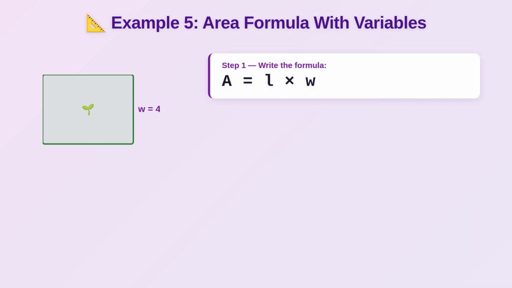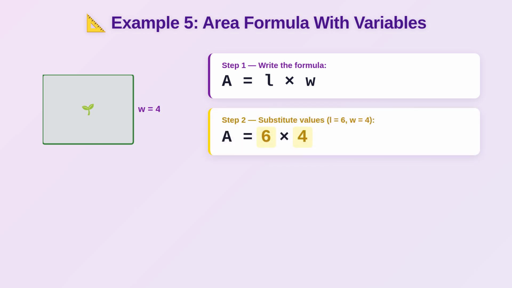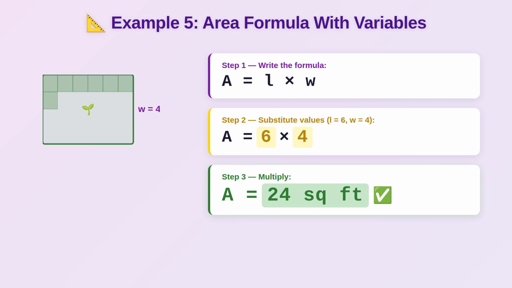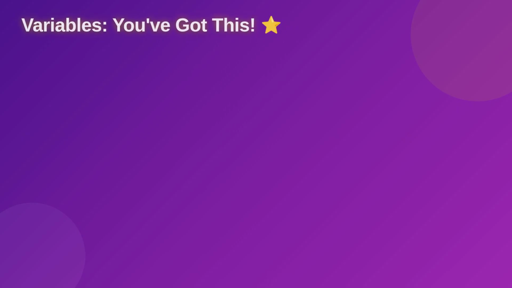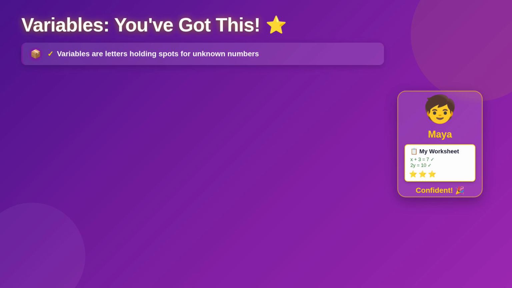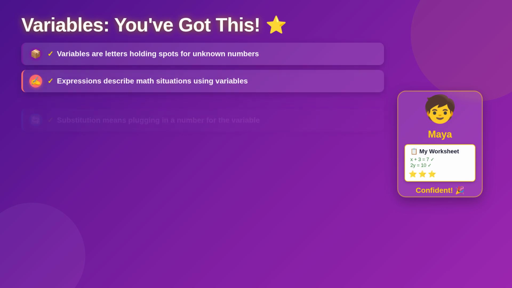Maya's class is measuring the school garden. It's a rectangle that is 6 feet long and 4 feet wide. She needs to find the area using the formula A equals L times W. Step 1. Write the formula. A equals L times W. Step 2. Substitute the values. L equals 6 and W equals 4. So A equals 6 times 4. Step 3. Multiply. 6 times 4 equals 24. The area of the garden is 24 square feet. See how the formula used variables as placeholders, and then we swapped in the real numbers? That's the magic of variables in action.